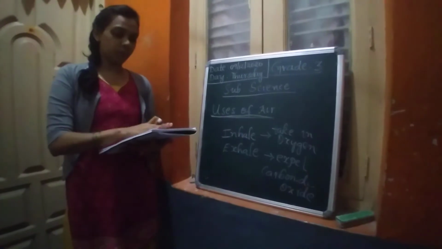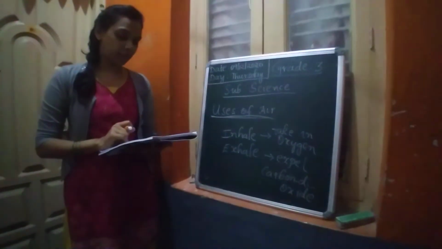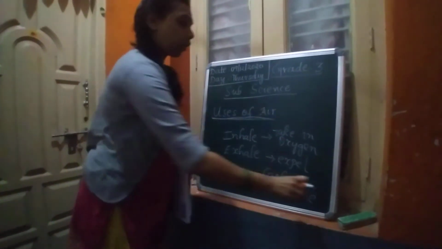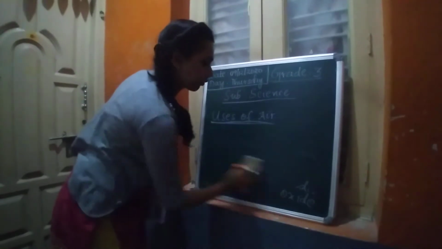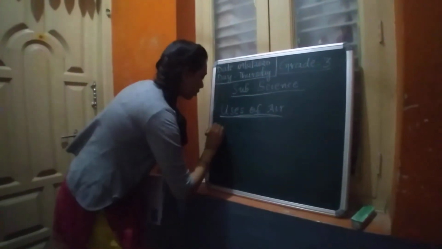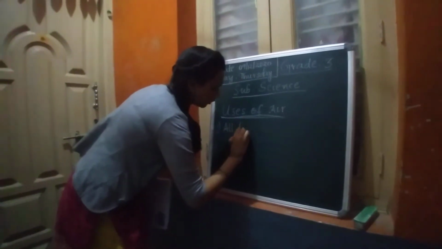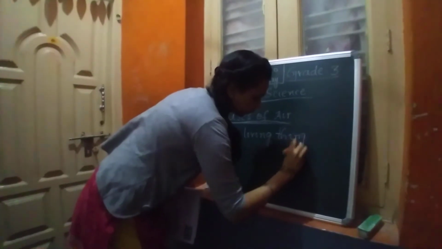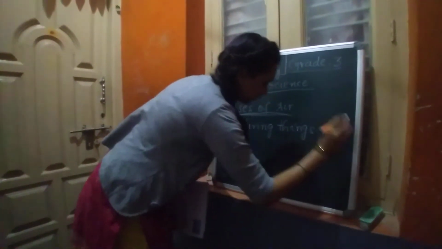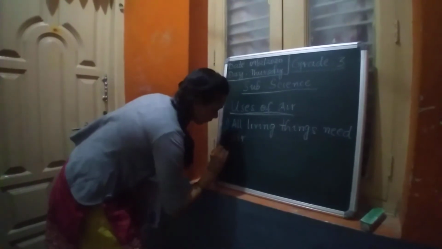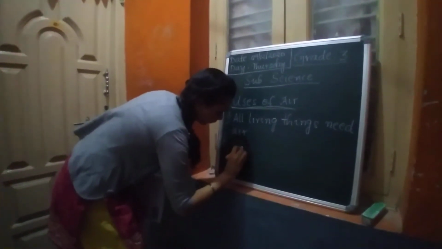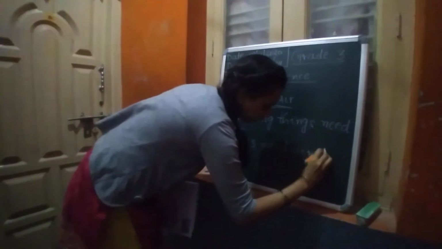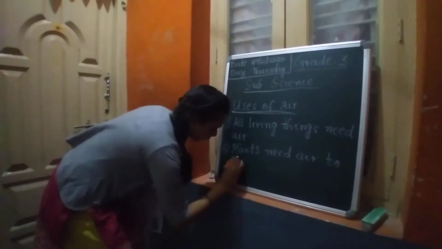So we saw about the living creatures. Now let us see what about the plants. Plants need carbon dioxide for the process of preparing their own food. As we all know, so the first use of air is, all living things need air. Second one, plants need air to prepare their own food.